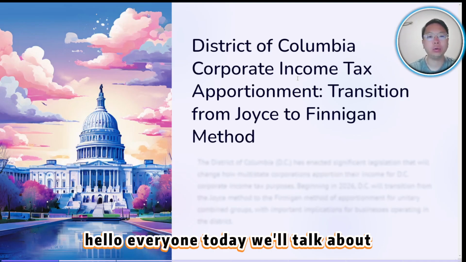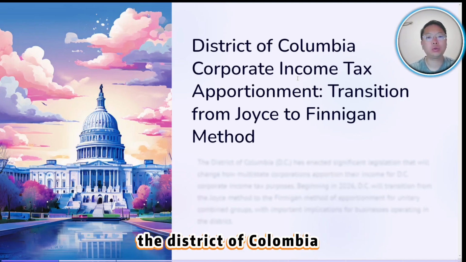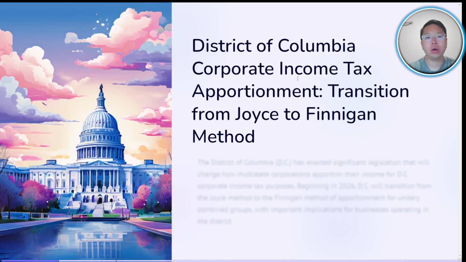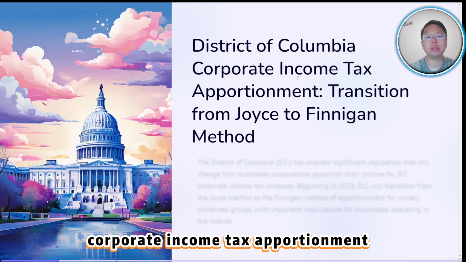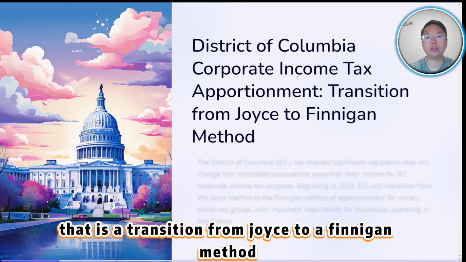Everyone. Today we're talking about the District of Columbia corporate income tax apportionment, that is, the transition from the Joyce to the Finnigan method.